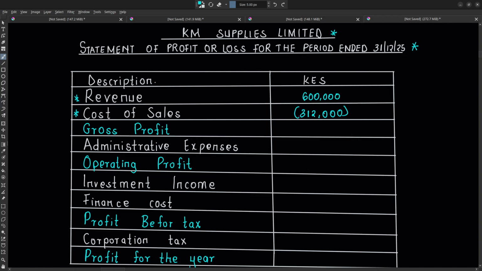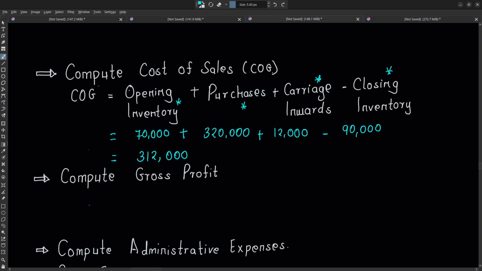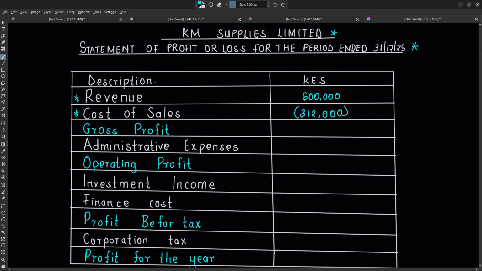So to calculate gross profit, it is basically going to be 600,000 minus 312,000, which is going to give us 288,000. Okay, so we can indicate here 288,000 as our gross profit so far.